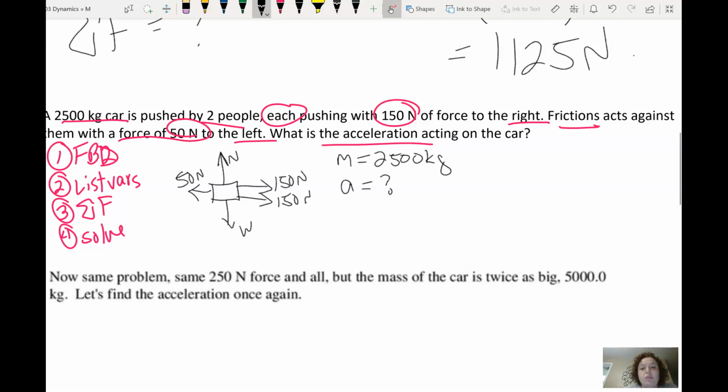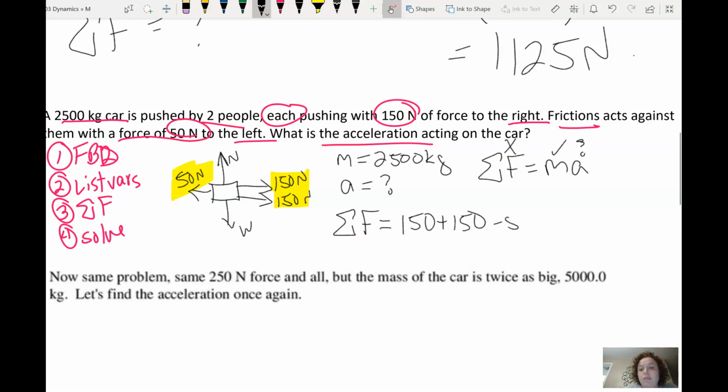And so to solve this problem, we're going to need to use Newton's second law. So net force is equal to mass times acceleration. We know this, we don't know this, we need that. So let's do our net force next. Net force is the sum of all the forces. Two 150s going to the right, 50 newtons going to the left. So we're going to add those up using their directions. So it's 150 plus 150 because they're going the same direction, minus 50, which is going the opposite direction. This gives us a net force of 250 newtons.